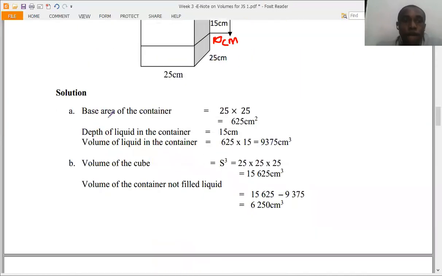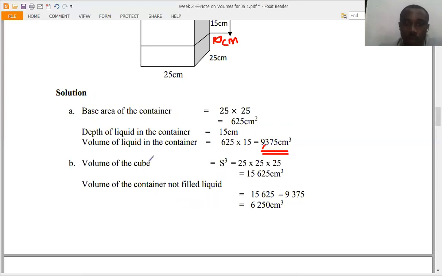Solution. Base area of the container equals 25 by 25, which is 625 centimeters squared. That's the base area. The depth of liquid in the container is 15 centimeters. The volume of liquid in the container is 625 by 15, which is equal to 9,375 centimeters cubed.